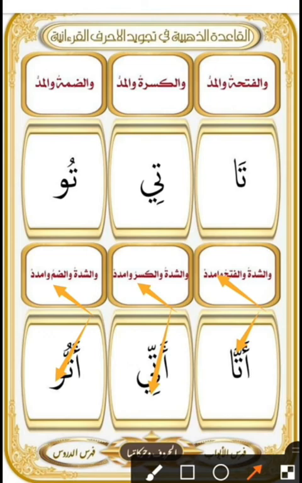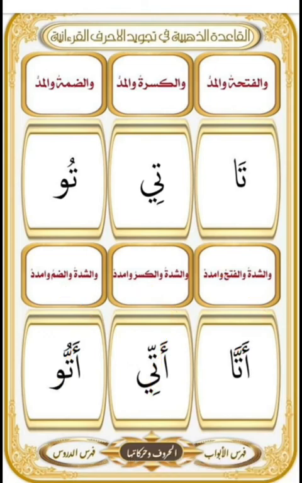The mistake when pronouncing the letter ta with shadda and the lengthening is to push with the letter like this, at-ta, at-ti, at-tu. And another mistake is to give hams, at-ta, at-ti, at-tu. So the right pronunciation is at-ta, at-ti, التو.